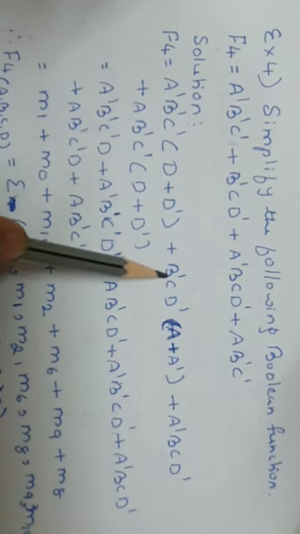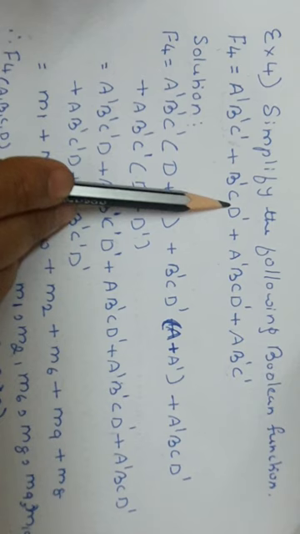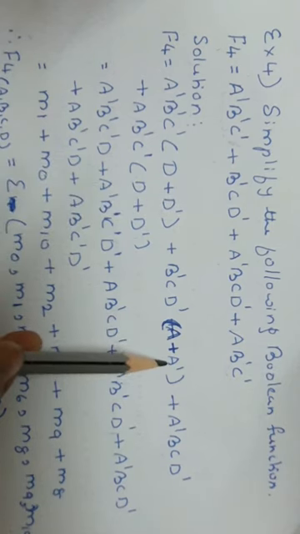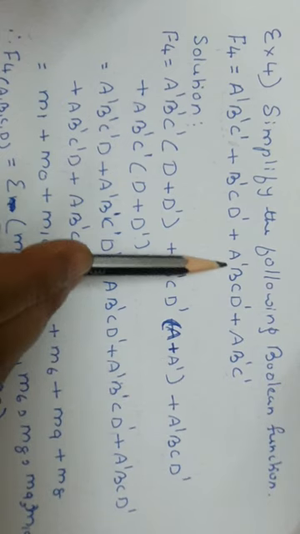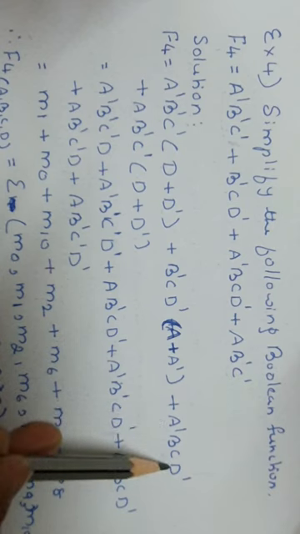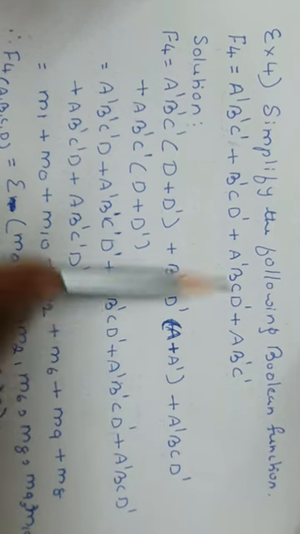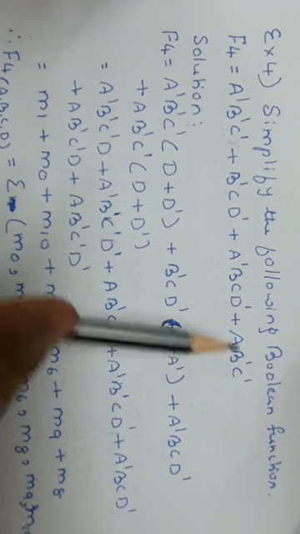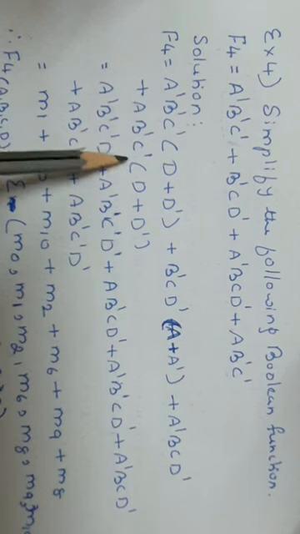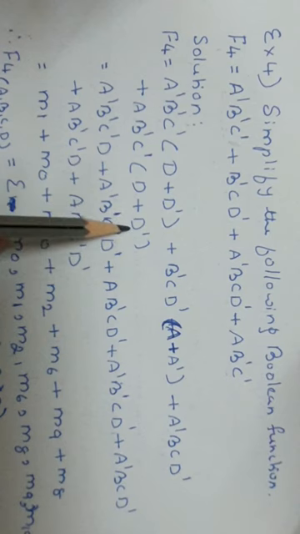Next, B dash, C, D dash as it is. Which is missing here? A. So in bracket A or A dash. Then or A dash, B, C, D dash. All the 4 variables are present. We keep it as it is. But the next one, when we take here A, B dash, C dash, which is missing there? D. So ANDed with D or D dash. That is what we have to write as the first step, because we have to get the minterms to fill in the kmap.